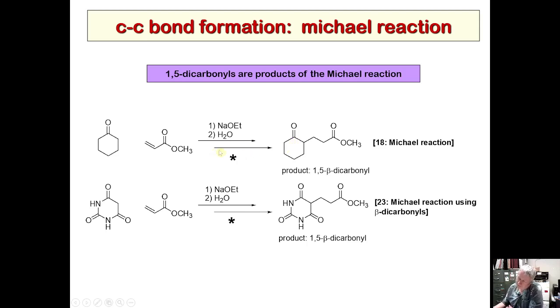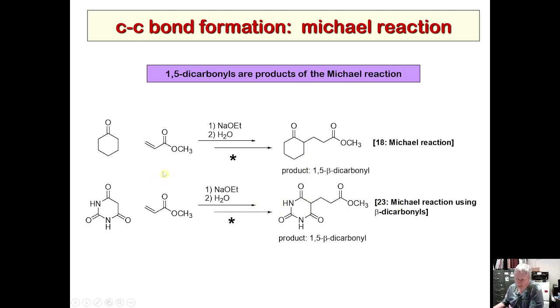Okay, and you learned this in chapter 18, but there's also the later version of the Michael reaction, which is in chapter 23, using beta dicarbonyls. It's the same exact reaction, and you can see it's just a different nucleophile here that attacks this alkene and makes this product. These are both examples of a simple Michael reaction in two different chapters.